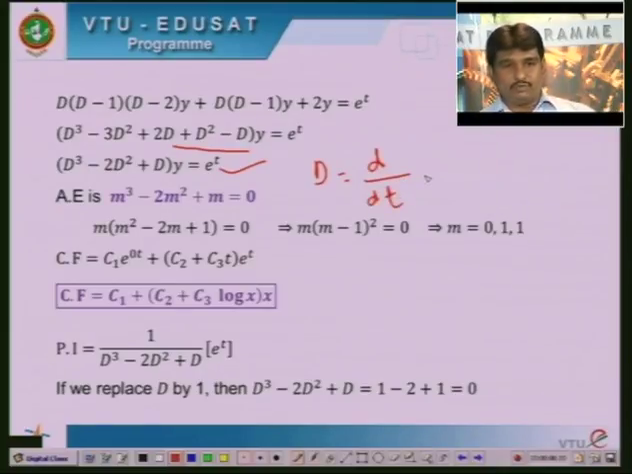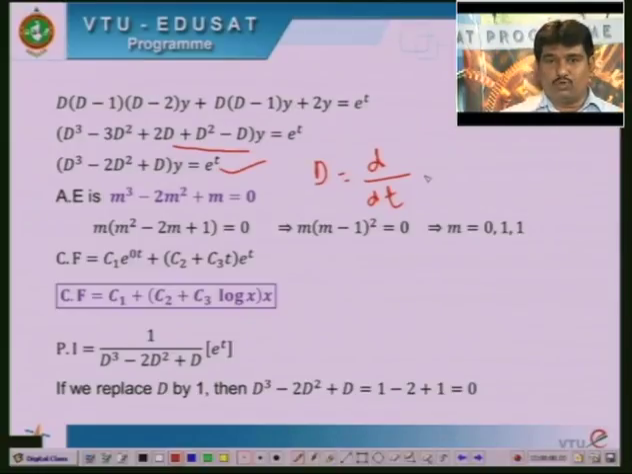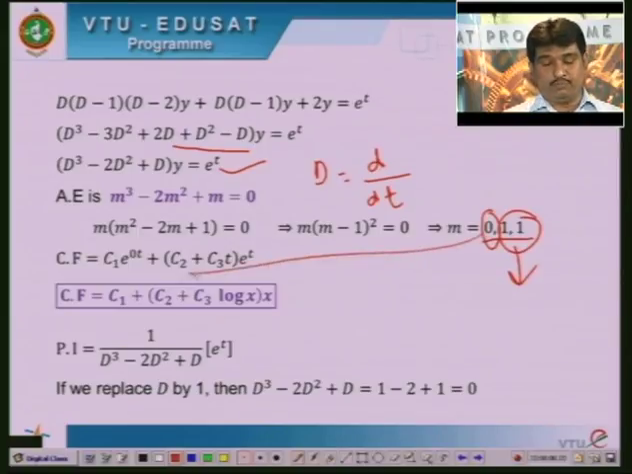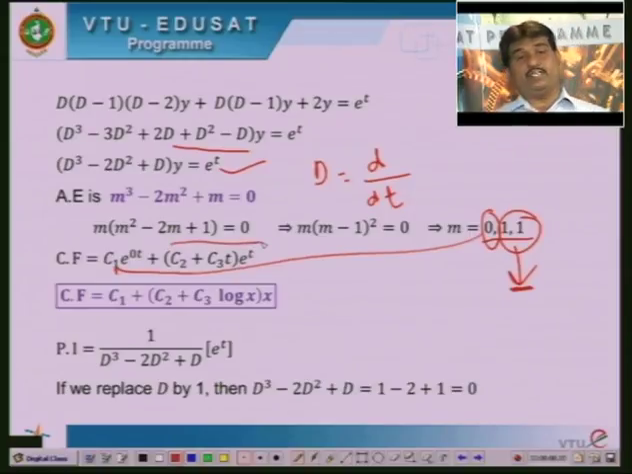You solve this equation. Take m common: m into m square minus 2m plus 1 equals 0, which implies m into m minus 1 whole square equals 0. So m equals 0, 1, 1. So I have one real root and two real repeated roots; 1, 1 are real repeated. Corresponding to the root m equals 0, we have part of CF as C1 into e to the power of 0t. Corresponding to this repeated root, we have a part of CF as C2 plus C3t into e to the power of t. This is CF.